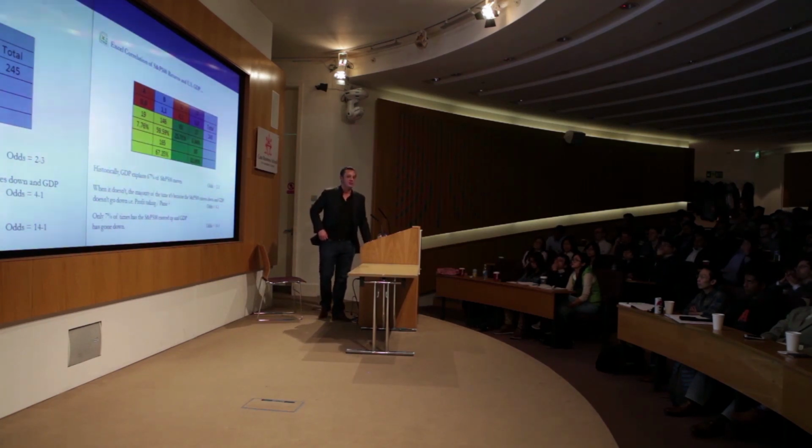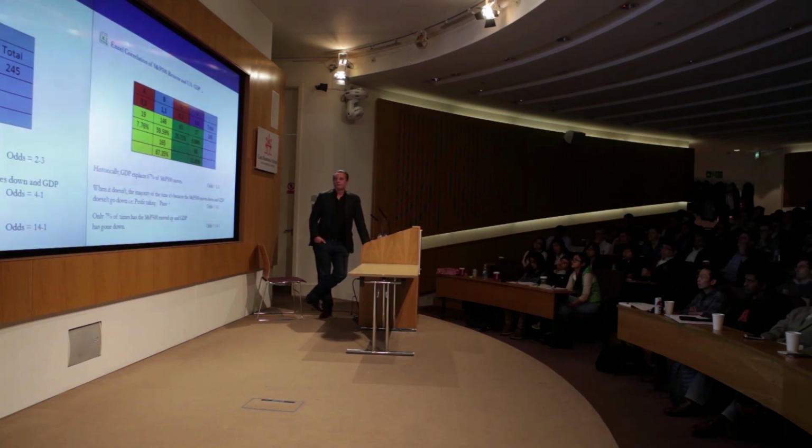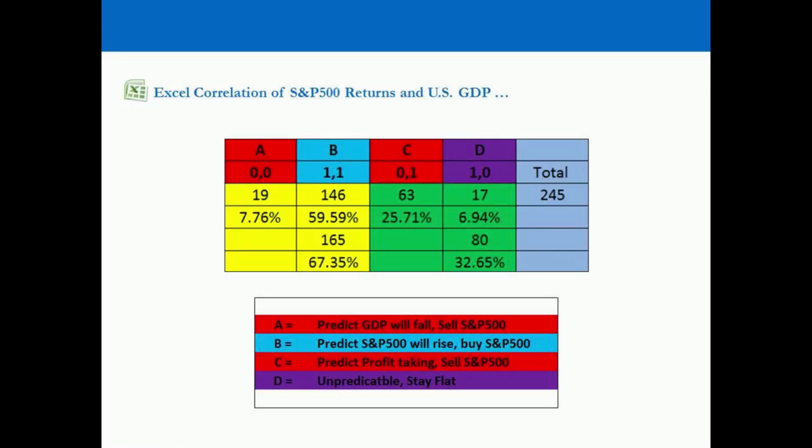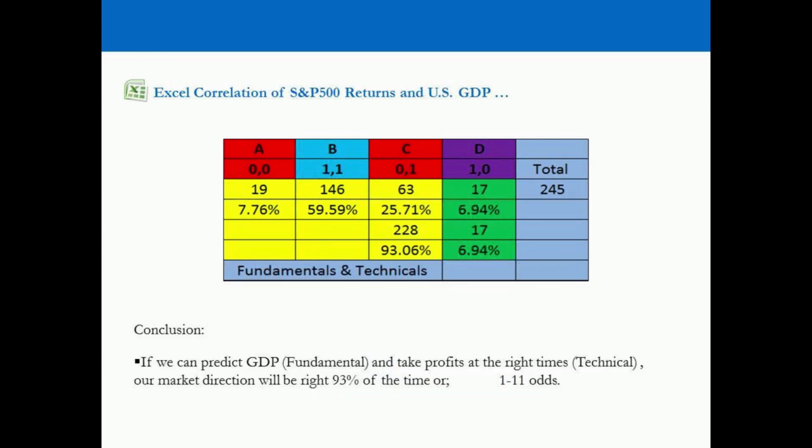We've got 4 quarters in a year. Now what happens if we predict GDP fundamentally and we manage to take profits at the right time? But if you do that, you're an absolute superstar. It basically means you're going to be right 93% of the time in your life. 93% of quarters from now till the day you retire. But if you're getting that right, you'll be retiring very young.